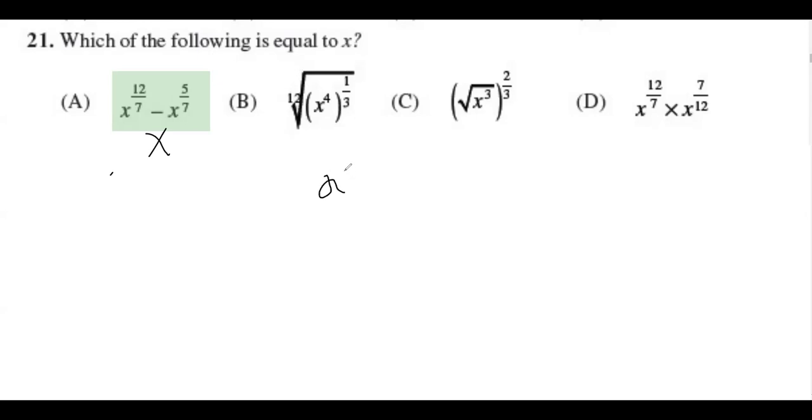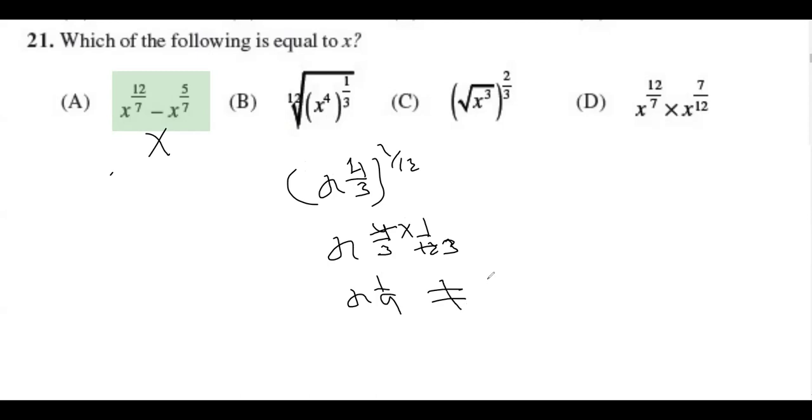I can see this is x raised to the power 4, raised to the power 1 by 3, which is nothing but 4 by 3. And this 12th root can be written as 1 by 12 in the exponential form. Now if I multiply them, it's 4 by 3 into 1 by 12. On reducing, we are getting x raised to the power 1 by 9. Clearly, this is not equal to x, so this is also not correct.